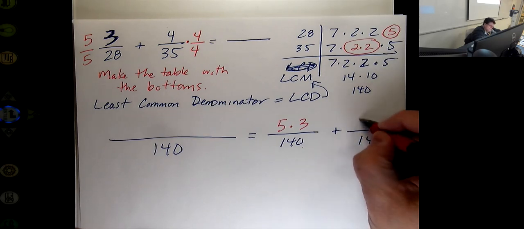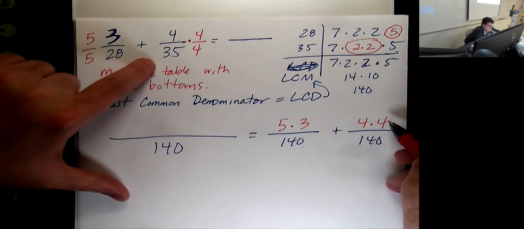So I'm going to put the 4 times 4 here. The 35 times 4 is still 140.